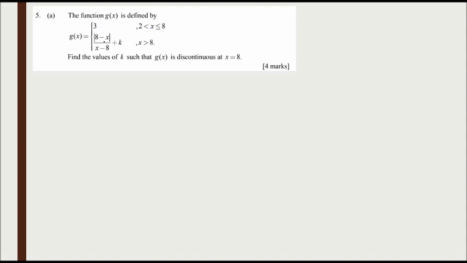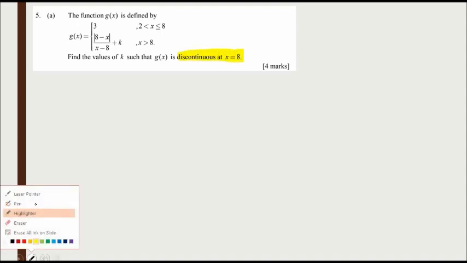And then the absolute value of 8 minus x over x minus 8, plus k, when x is greater than 8. Now we need to find the value of k such that g(x) is discontinuous at x equals 8. This is the case we are given, where it is discontinuous at x equals 8.